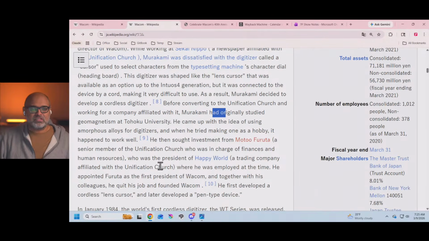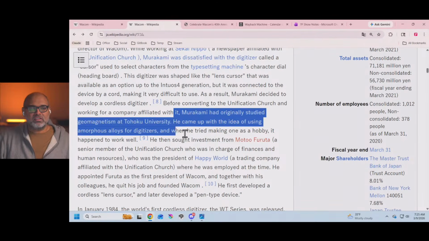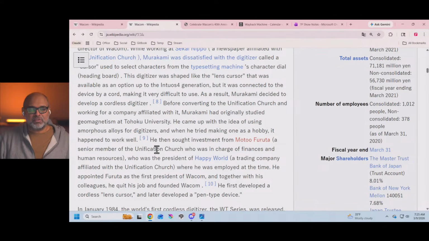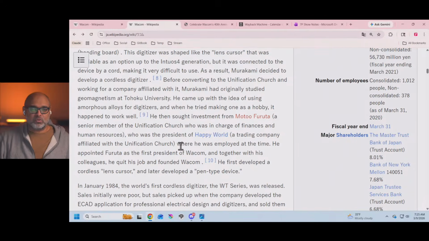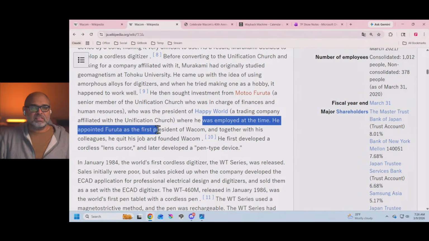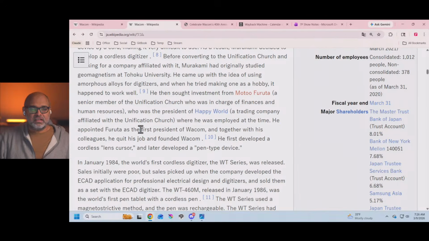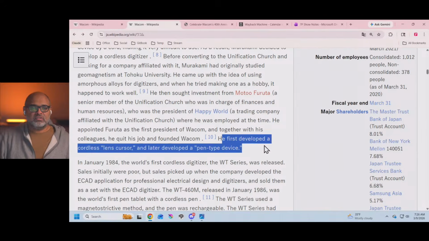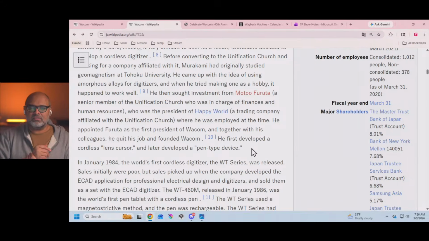right? So I'm skipping over this part about seeking investment from the Unification Church, right? And Happy World, whatever the heck that is, right? So it looks like he got some investment, and he appointed somebody as the first president of Wacom, and with his colleagues, Murakami quit his job and founded Wacom, okay? And he developed the first cordless lens cursor and later a pen type device. And we're going to explore what those are in a little bit, okay?